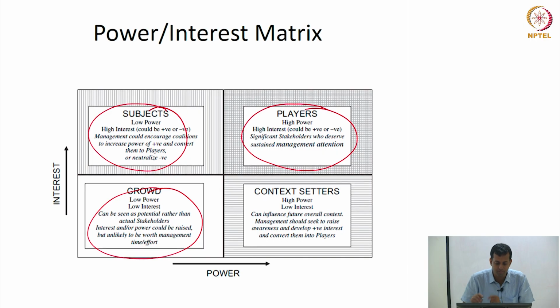People here on the top, the subjects, right, have a large amount of interest but very little power, which means they probably can make a little bit of a noise, but probably don't have either the resources or the networks or the tie-ins to do anything significant, right? And therefore, what could you do? So in this paper, the encouragement is, I don't know if you guys can see this, probably can. Management could encourage conditions to increase the power of the positively aligned players.